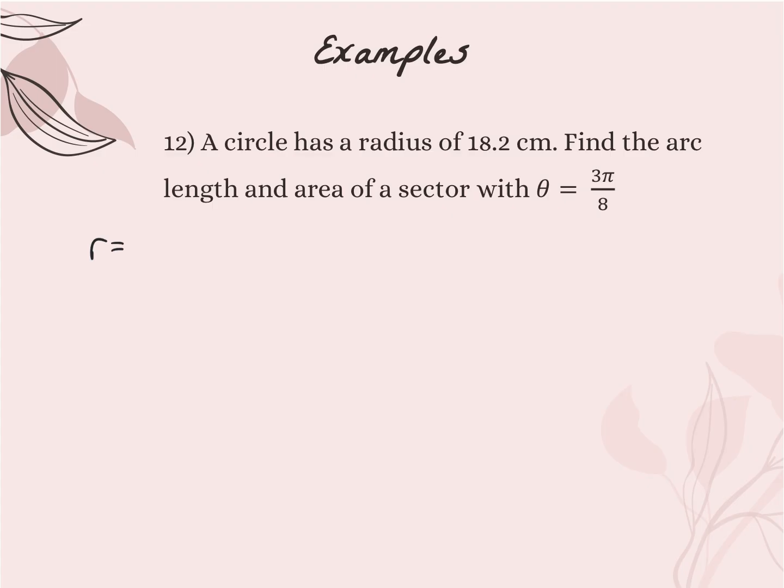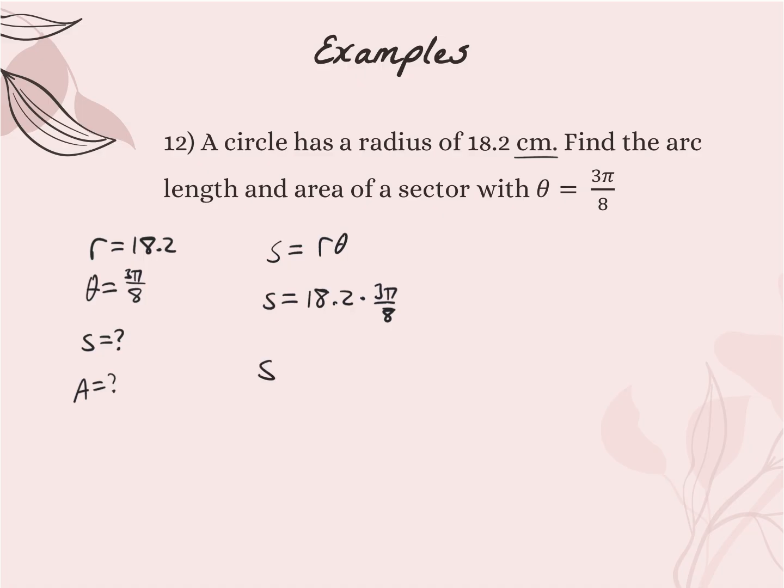All right, so I'm going to label everything that we have. We have a radius of 18.2. That's our measurement, that's the number. I know it has a unit there, but we'll put the unit at the end. And theta is 3 pi over 8. I want to find S. I don't have S, and I also don't have the sector area. I'll start with the arc length. I know that S is going to be r theta, so my arc length is going to be 18.2 times 3 pi over 8.